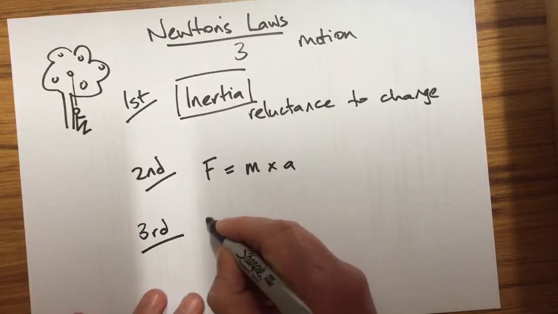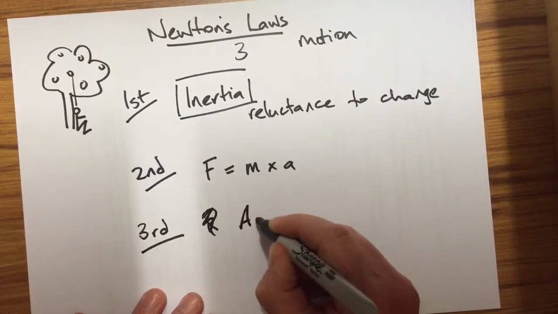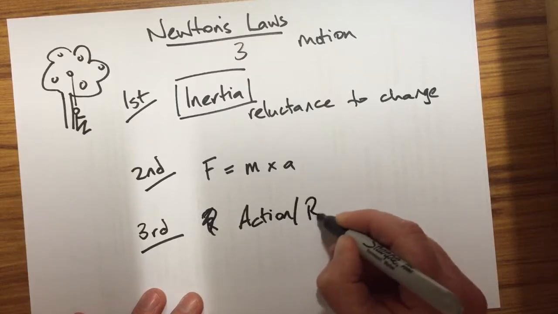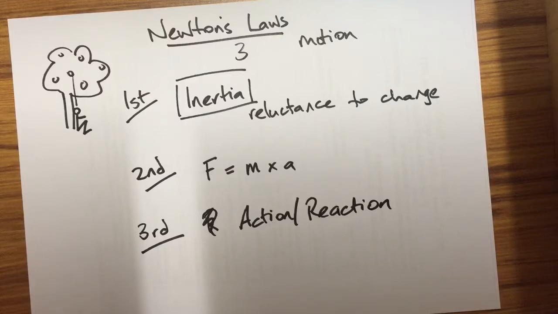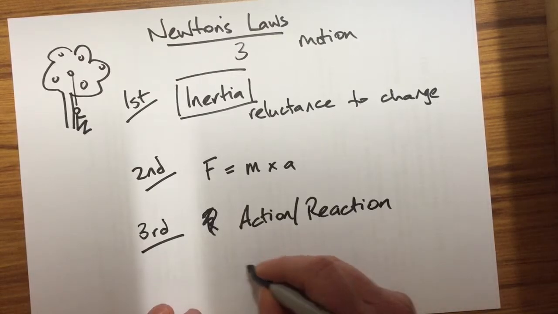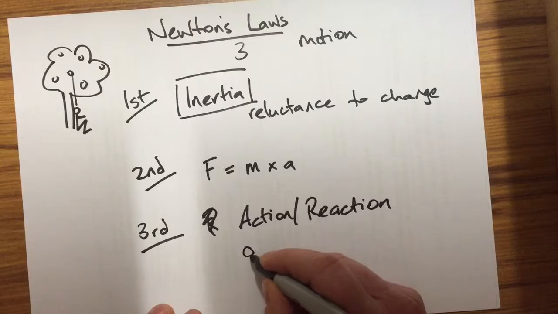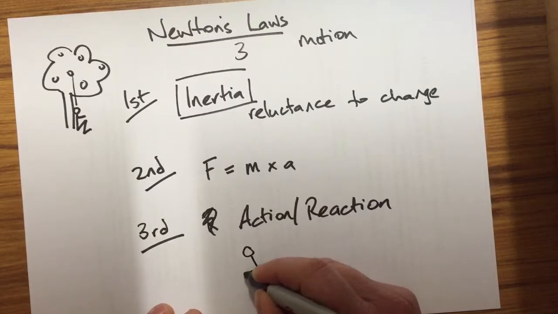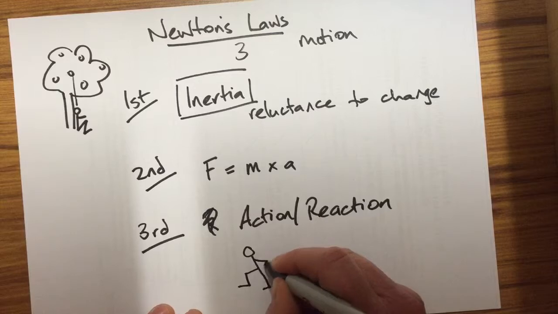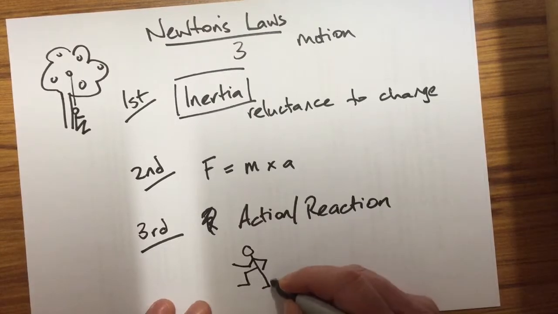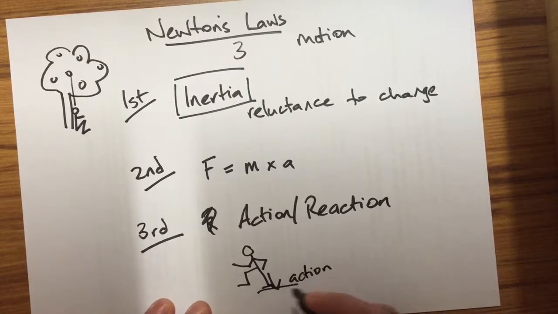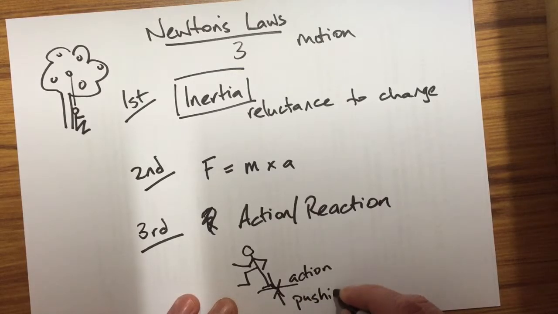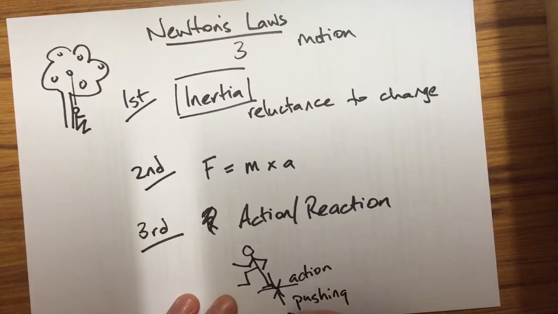Newton's third law is the law of action, reaction. And basically what he figured out was that for every action there is an equal and opposite reaction. So say this person running is pushing into the ground, action, the ground will be pushing an equal and opposite force back. So that is the reaction.